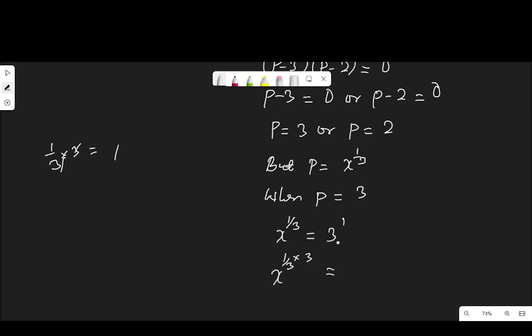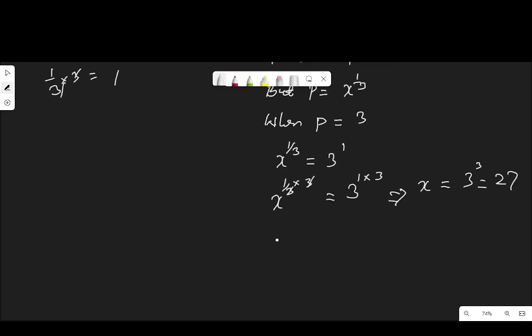So I have x to the power of 1 over 3 multiplied by 3 is equal to, whatever you do to your left hand side, you have to do it to the right hand side too, 3 to the power of 1 multiplied by 3. So this 3 can cancel out. This implies that x is 3 to the power of 3, which is 27. That is that.